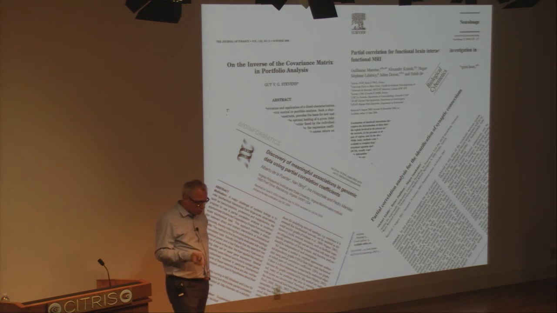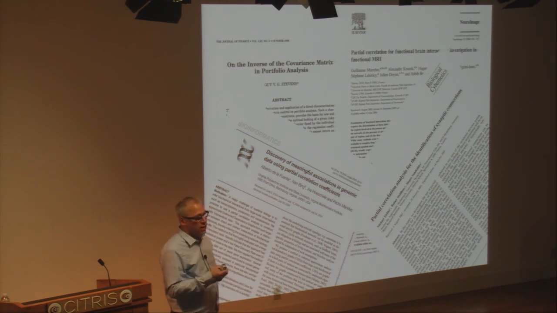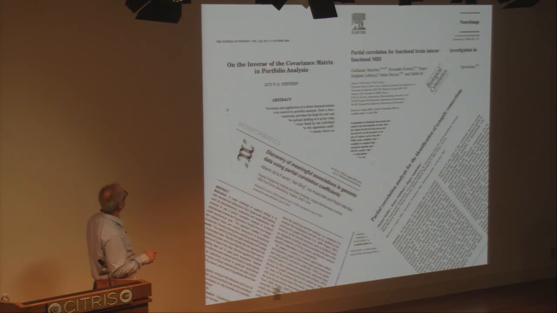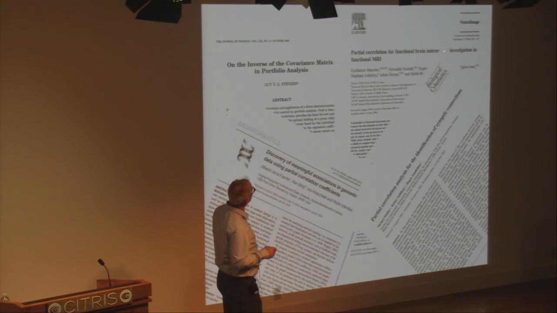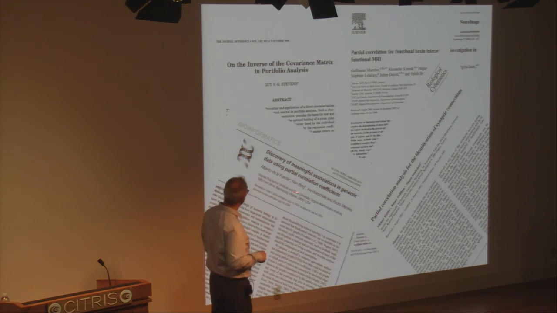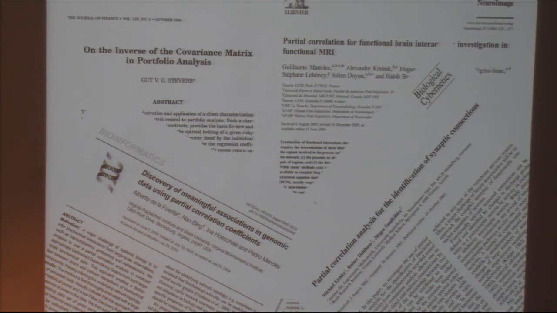Nevertheless, I do want to point out that the machinery that I was summarizing for you is not limited to these biological applications. I did a little bit of Google Scholar searching, and here we have work on the inverse of the covariance matrix in portfolio analysis in the Journal of Finance. Or we have partial correlation for functional brain connectivity in functional MRI, in NeuroImage, Biological Cybernetics, Bioinformatics, as I was talking about. So it's all over the place, and essentially always the same machinery.